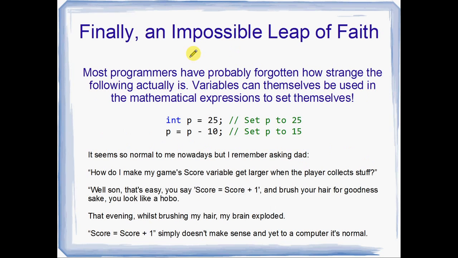Okay, now before we get onto an example, I just want to say this is really, really cool. An impossible leap of faith. Most programmers have probably forgotten just how strange the following is. Variables themselves can be used in mathematical expressions to set themselves. Now this makes absolutely no sense whatsoever, but I'm so used to it now, I think that it makes sense. Basically we can go int p equals 25, then we can say p equals p minus 10. So p equals 25 minus 10, that's going to set p to 15. Mathematically, it just doesn't make any sense, but you can do it in programming.